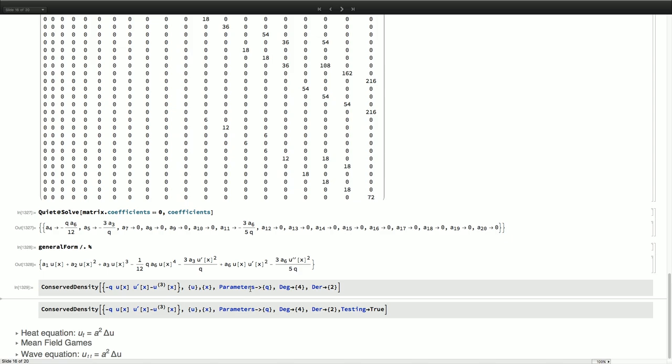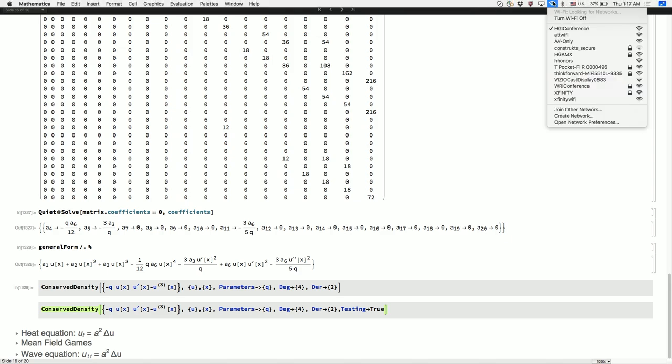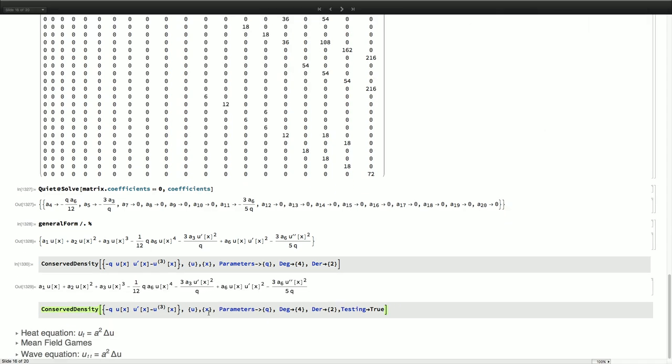But why doesn't it give the... Okay, it goes. Let's... It shouldn't be so... Let's see. VPN is working. VPN is working. Okay, it gave.